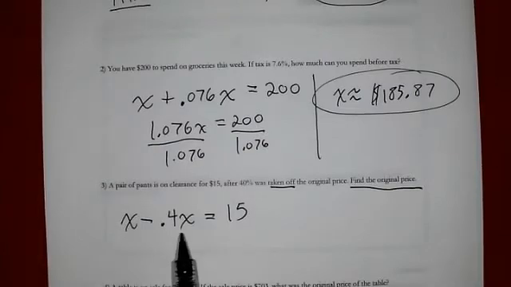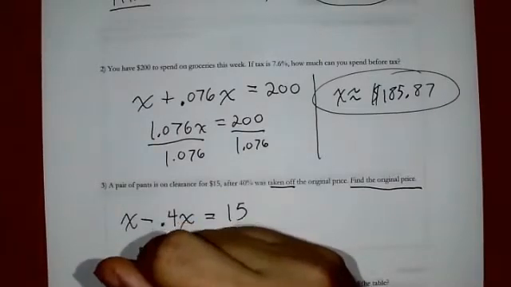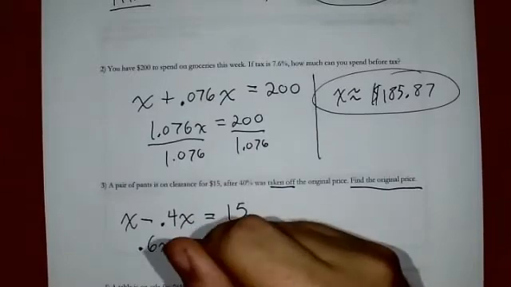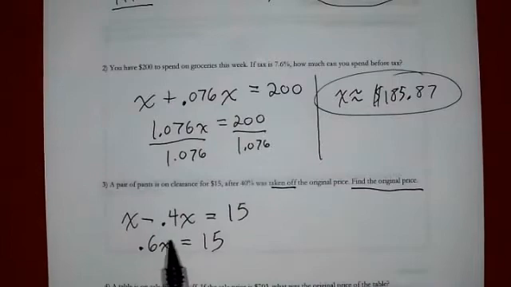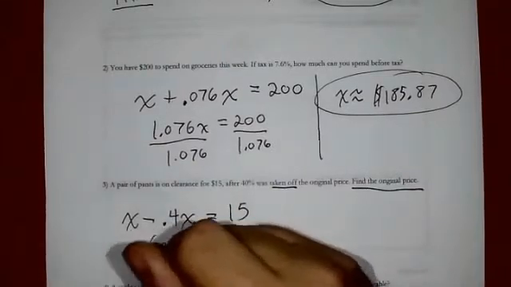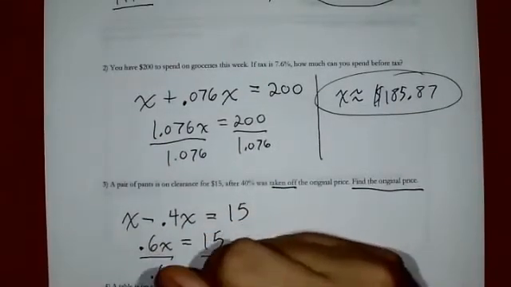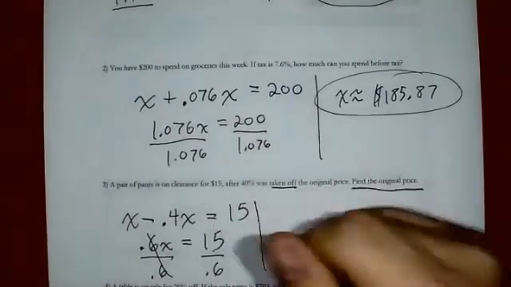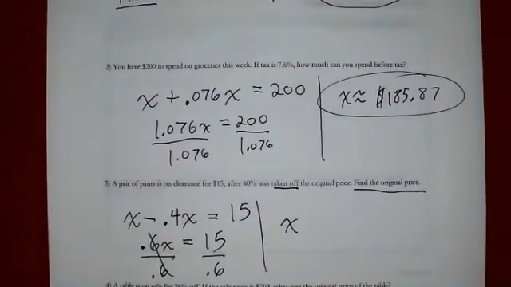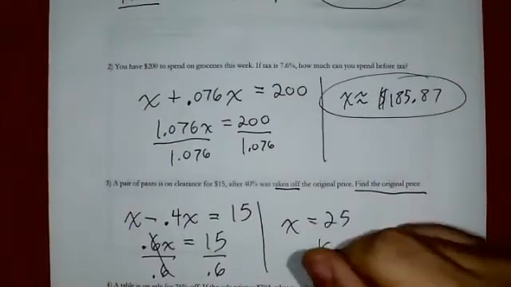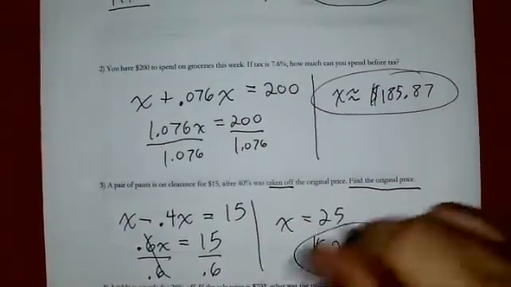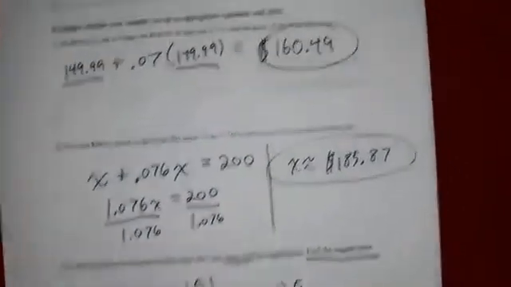So 1x minus 0.4x is 0.6x. If you're uncomfortable with decimals, feel free to use a calculator. And this makes sense. If you deduct 40%, that essentially means you're paying 60% of the original price, which equals 15. Essentially what that equation is stating. Divide to isolate the unknown, and bada bing, bada boom, we get 25. So that tells us the original price was $25.